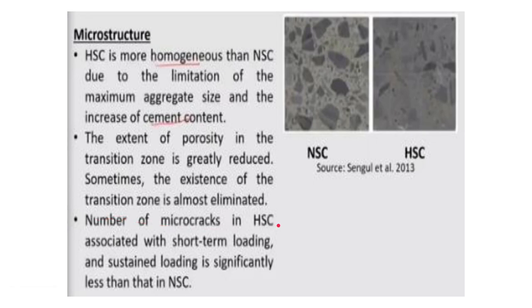The number of micro cracks in HSC, high strength concrete, associated with short term loading and sustained loading is significantly less than that in NSC. Because of the filling of the capillary pores through silica film, the number of micro cracks in HSC due to short term loading and sustained loading is significantly less as compared to normal strength concrete.